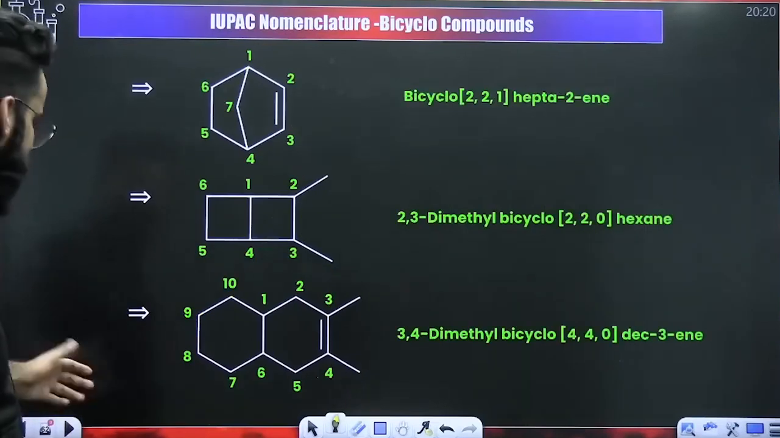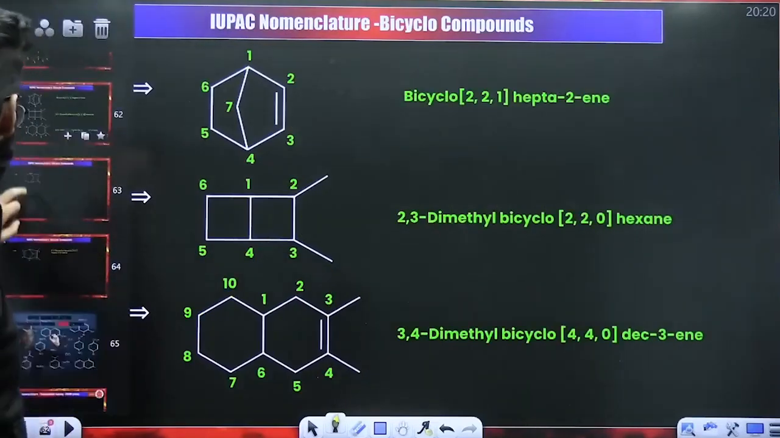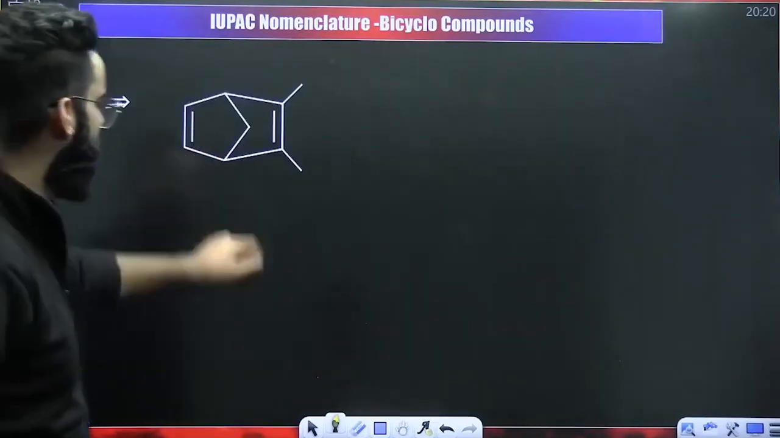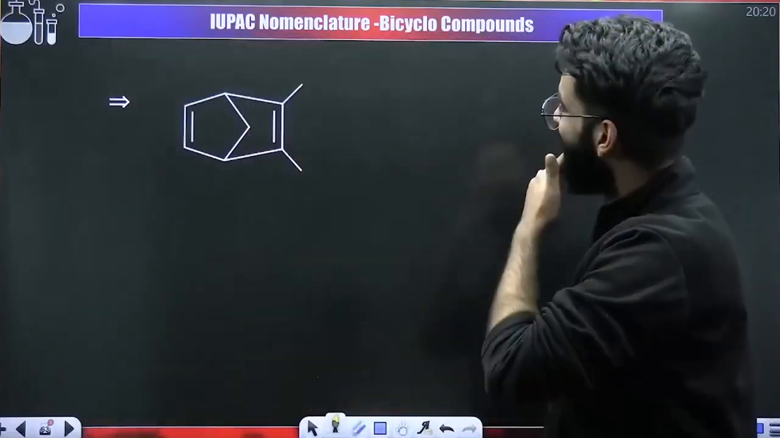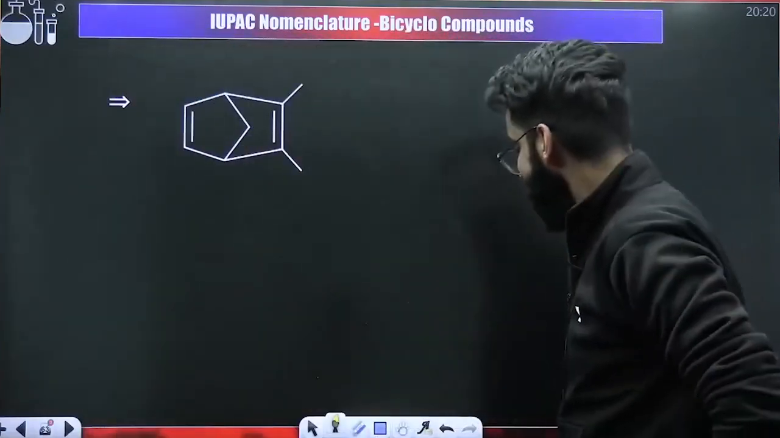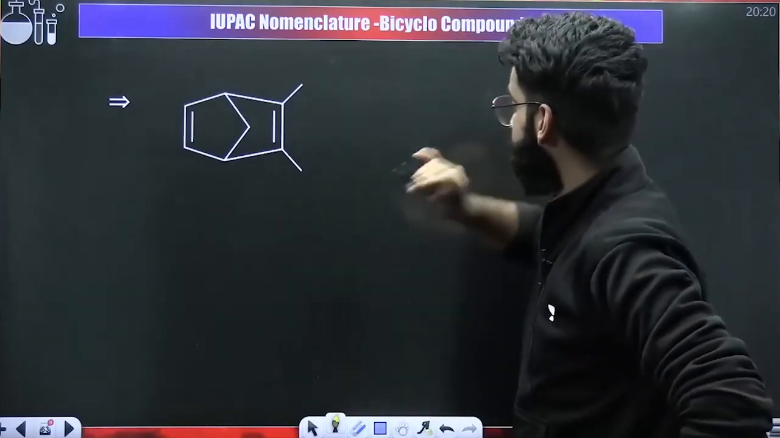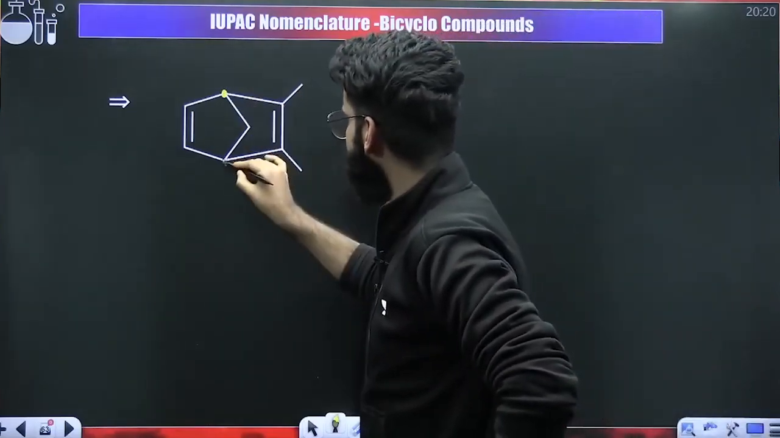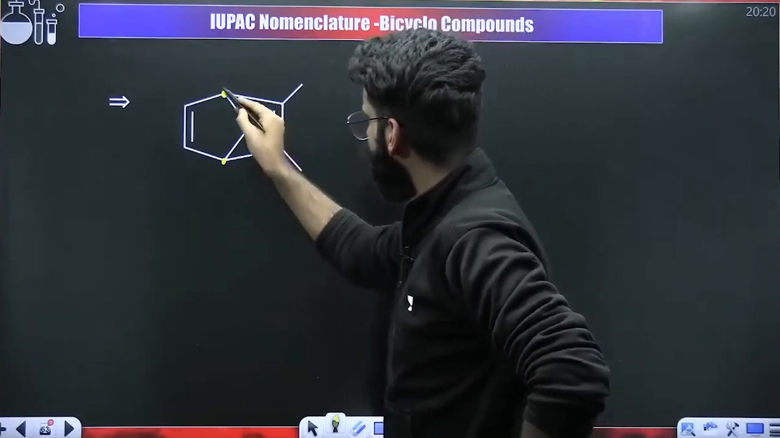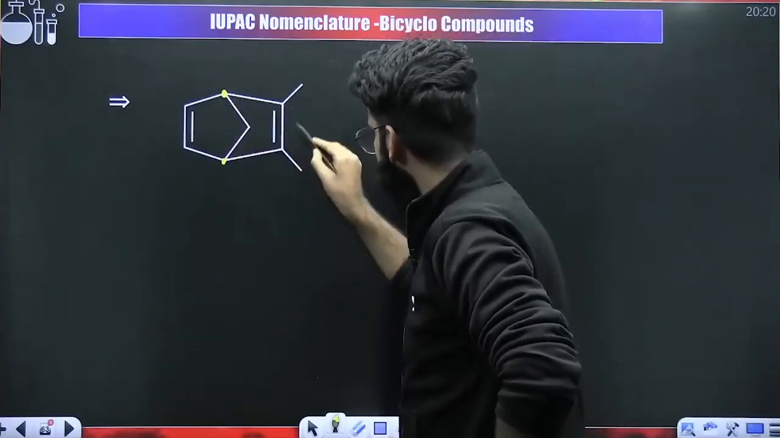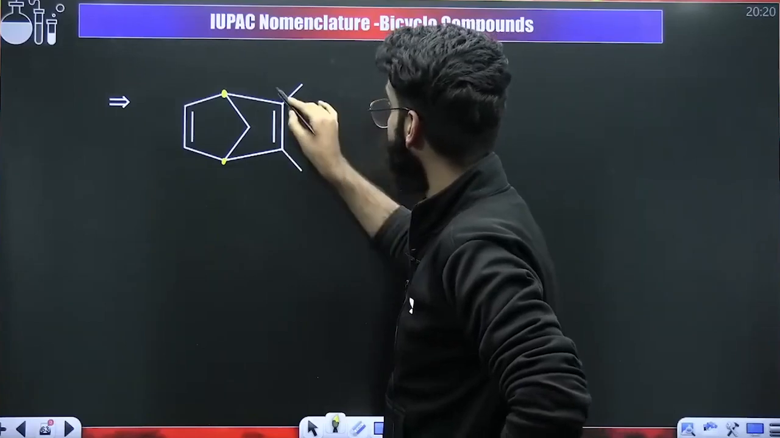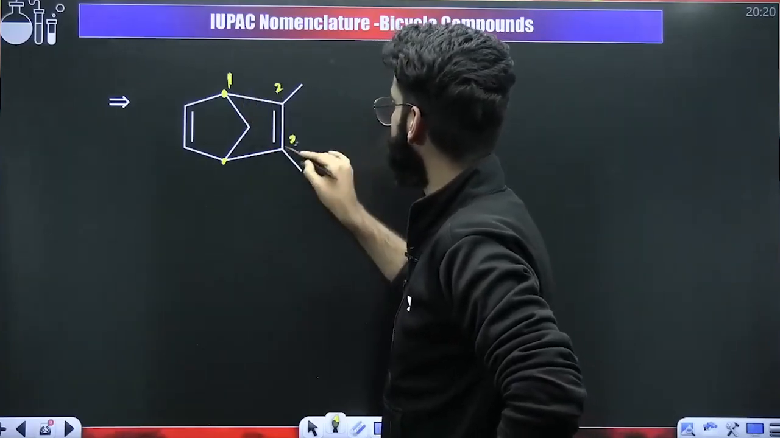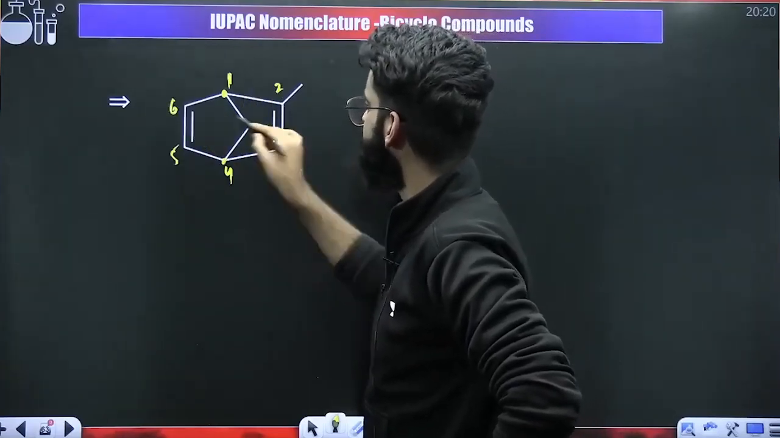Right, guys? So I believe these sort of questions can be easily solved from now on. Okay, look at this particular one. All right, guys. So this is your bridgehead carbon, and this is your bridgehead carbon. This path contains 2 carbons. This path also contains 2 carbons, but this one is substituted.